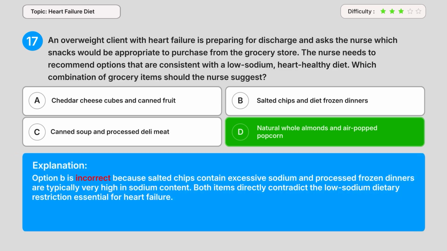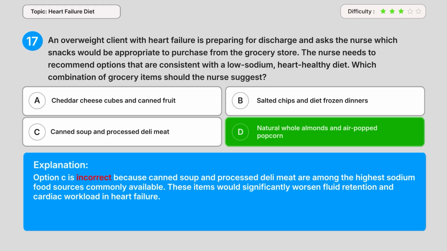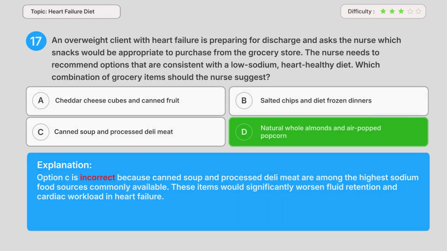Option B is incorrect because salted chips contain excessive sodium and processed frozen dinners are typically very high in sodium content. Both items directly contradict the low-sodium dietary restriction essential for heart failure. Option C is incorrect because canned soup and processed deli meat are among the highest sodium food sources commonly available. These items would significantly worsen fluid retention and cardiac workload in heart failure.